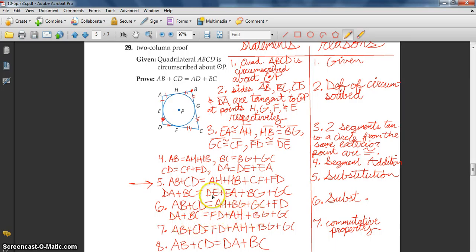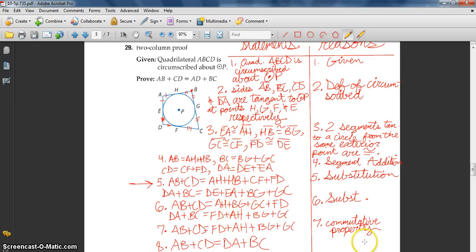How can we change it? Since we got a BG and a GC in this statement, I'm going to leave BG and GC alone. And I'm going to take these two out and put something in their place. So for DE, I can put FD. For EA, I can put AH. Because that's what it tells me up here, that they're congruent.